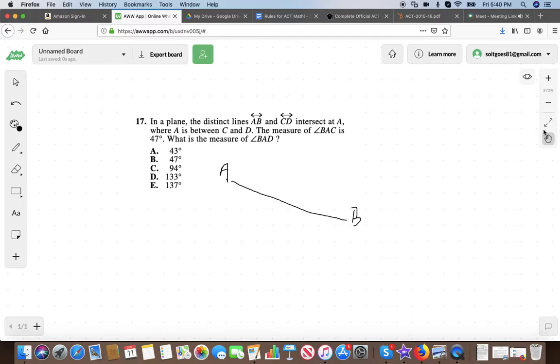And then CD. Where's CD going to be? They intersect at A, so CD's got to hit A somewhere. Like here? Yeah, great. That's on the line. So C and D. Great.